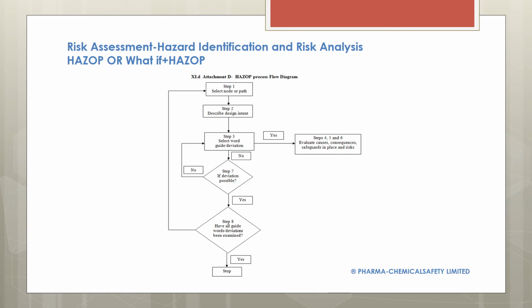This is the flow on how to start performing hazard and operability studies or what-if and HACCP. So it's very important to select the node or the path. We talked about it already. Describe the design intent. Select the guide words and deviations. What if it happened that we add more chemical than the other one? What happens if the temperature goes up or down? What happens if we have a temperature more than 20 degrees above or 20 degrees below? Is that deviation possible, yes or no, and have the deviations examined as well.